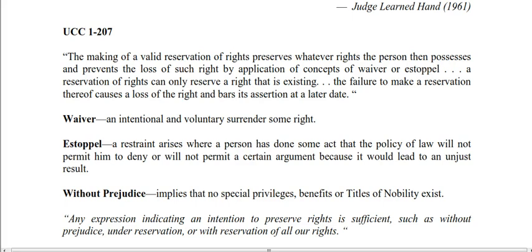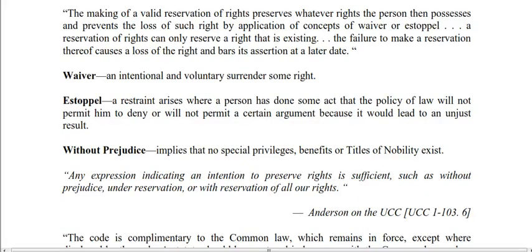UCC 1-207: The making of a valid reservation of rights preserves whatever rights the person then possesses and prevents the loss of such right by application of concepts, waiver, or estoppel. A reservation of rights can only reserve a right that is existing. The failure to make a reservation thereof causes the loss of the right and bars its assertion at a later date. Waiver, an intentional and voluntary surrender of some right. Estoppel, a restraint, arises where a person has done some act that the policy of law will not permit him to deny or will not permit a certain argument because it would lead to an unjust result. Without prejudice implies that no special privileges, benefits, or title of nobilities exist.